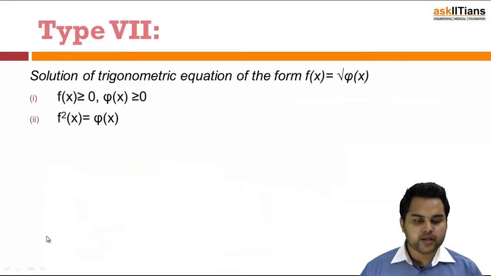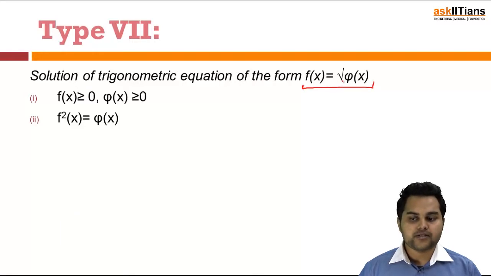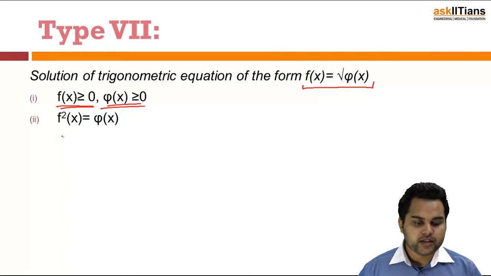Next type of questions that can be framed are solutions of trigonometric equations of the form f(x) is equal to root over phi(x). So phi(x) is in itself a function with a root over it, which is equal to f(x). In that case, the logic we apply is if f(x) is greater than or equal to 0, then phi(x) would be greater than or equal to 0, or vice versa. Also, after this, we square both the sides to get f square of x equal to phi(x). Let's see with an example.